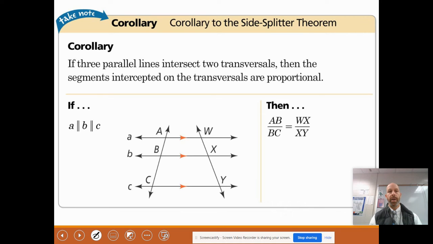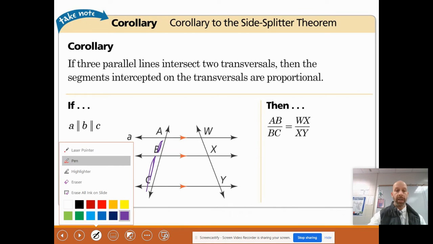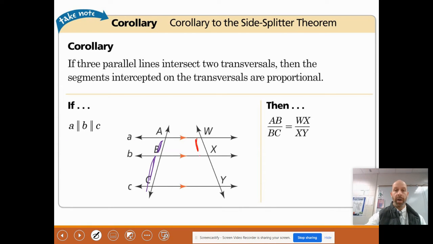And it says if 3 parallel lines intersect 2 transversals. So you'll notice that we have lines A, B, and C are all parallel. And then we have these 2 kind of vertical transversals. Again, we're going to get proportional lengths. In other words, the ratio from AB to BC is going to be equal to the ratio of WX to XY.